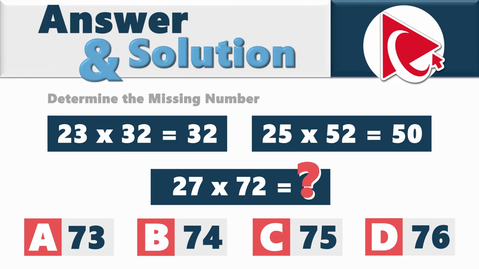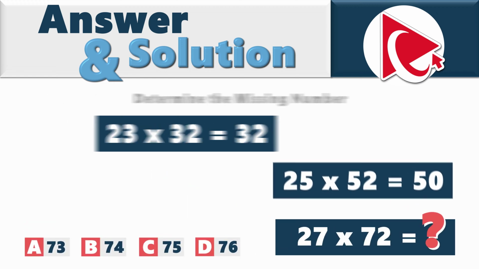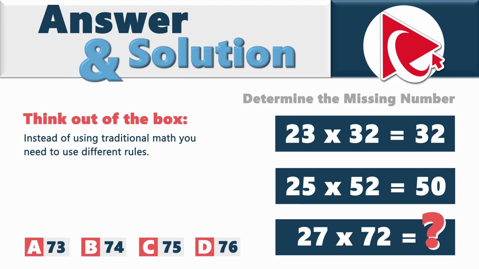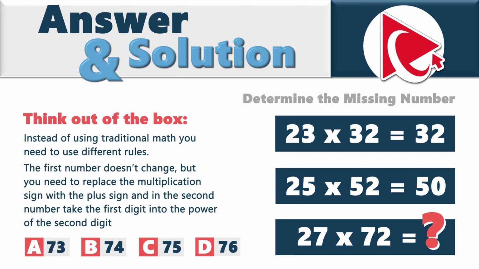As you might have guessed, we are not dealing with traditional math expressions here. You need to think out of the box to solve it. Instead of using traditional math, you need to use different rules. The first number doesn't change, but you need to replace the multiplication sign with the plus sign. And in the second number, take the first digit into the power of the second digit.